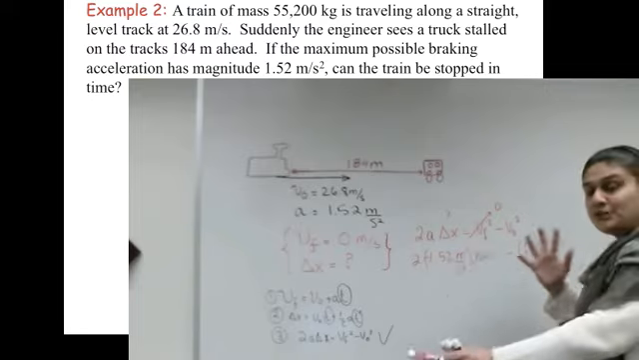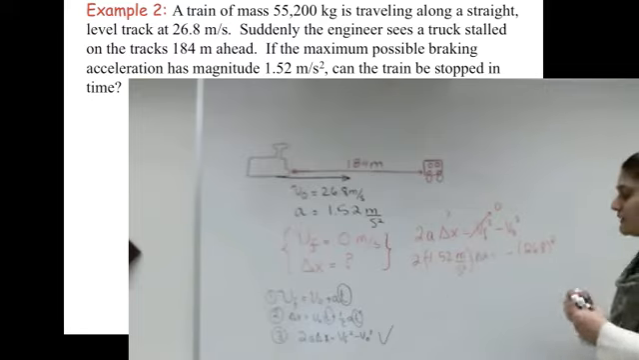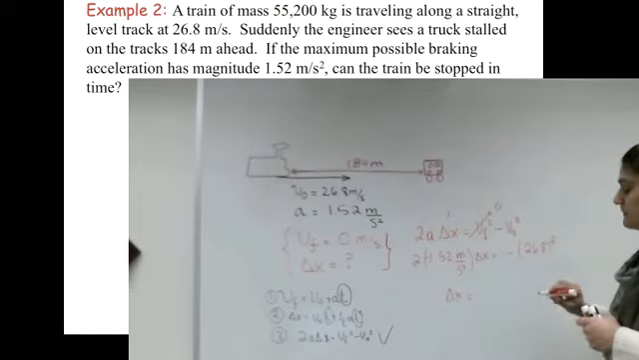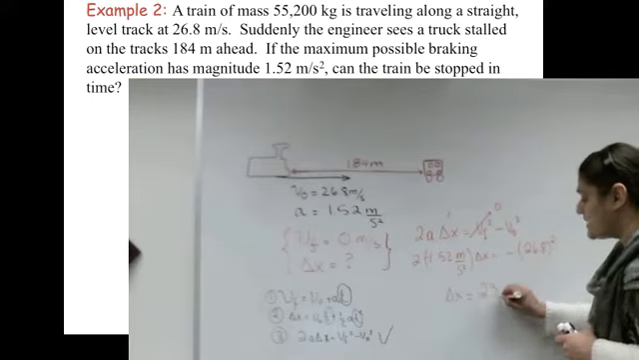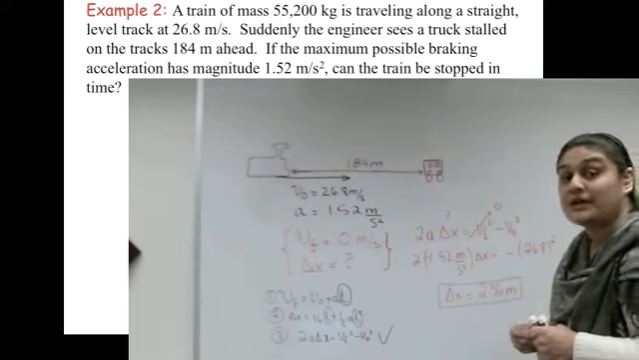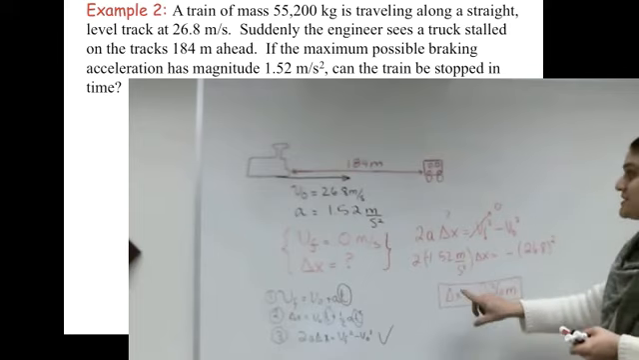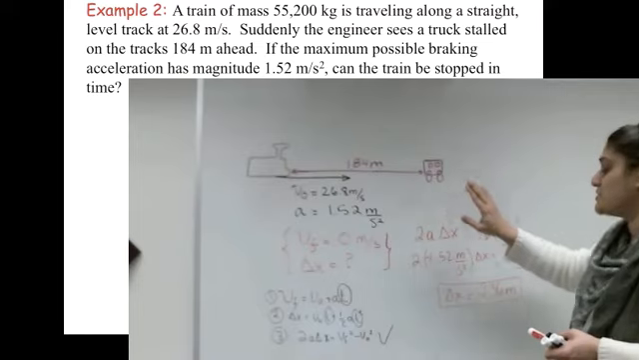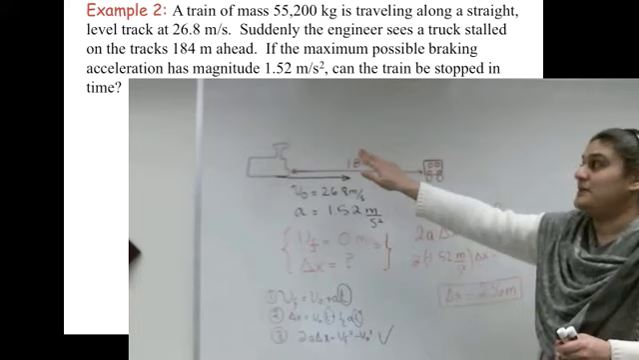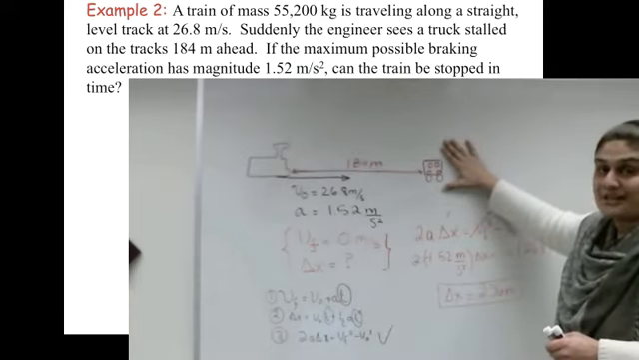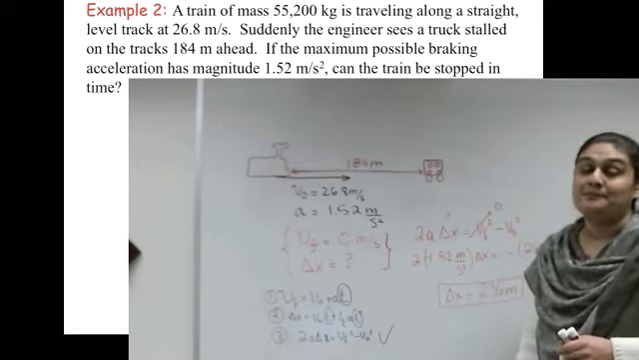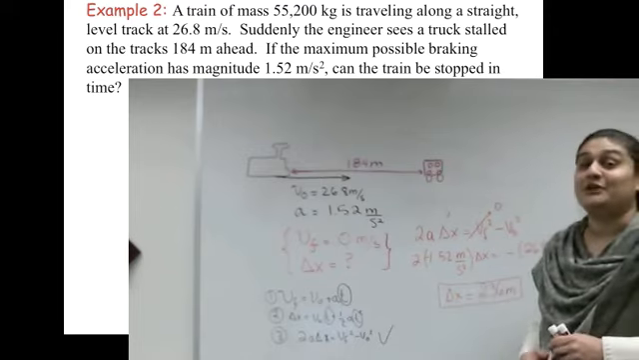I do a little bit of algebra, move things around, solve for it, and my delta x comes out to be equal to 236 meters. So this is going to be my stopping distance for the train, okay? This is the distance that this train will require to come to a complete stop. This is the distance between the train and the truck that stalled. So now, obviously, the train is not going to be able to stop. So the people better get out of the truck really, really fast.